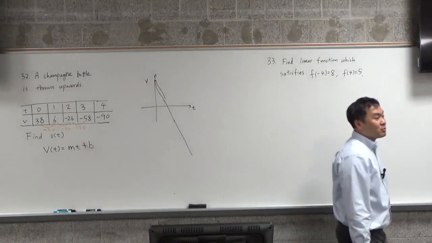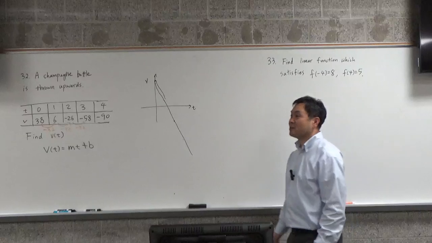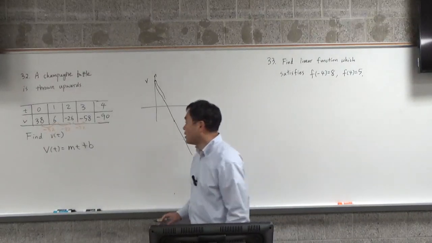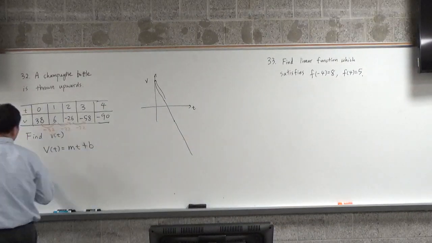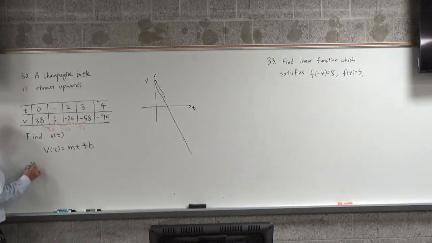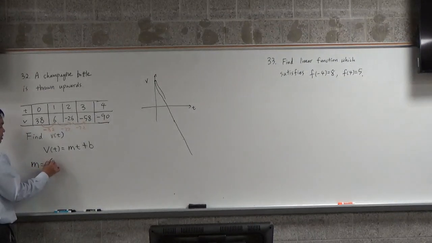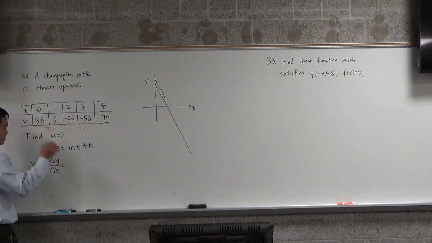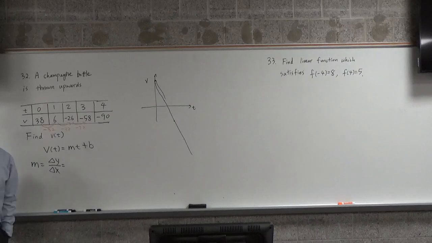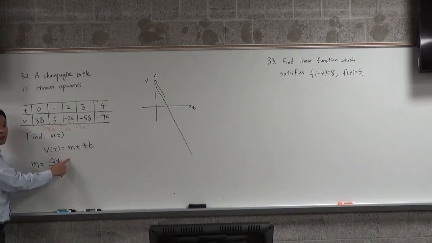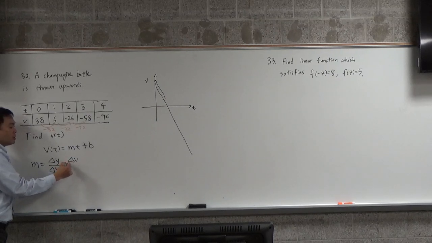No, not yet. We still have to figure out m and b. Okay. So let's think about m. How do you get the slope? m is change of y over change of x. But that's when your variables are x and y, right? If y is a function of x, then this is what you do. But v is a function of t. So what should I write? Change of v over change of t, right?